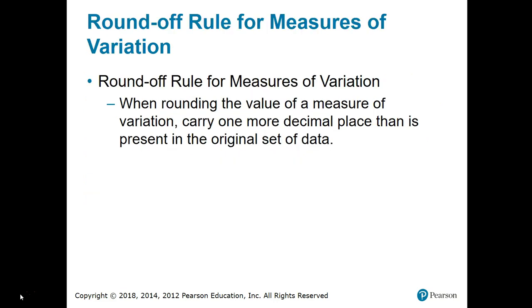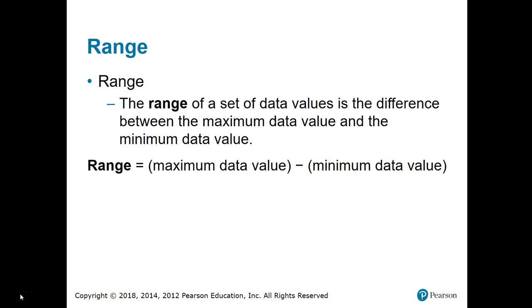Now, round off rules for the measurement of variation. For variation, you want to do one more decimal place than is present in the original data set. There are reasons for this, but we don't really need to concern ourselves with that. One more decimal point, and that should be fine.